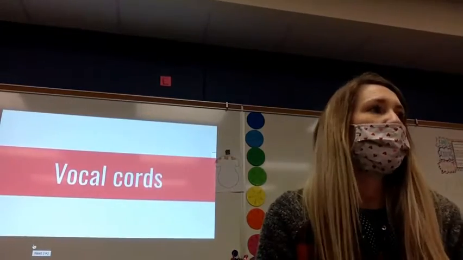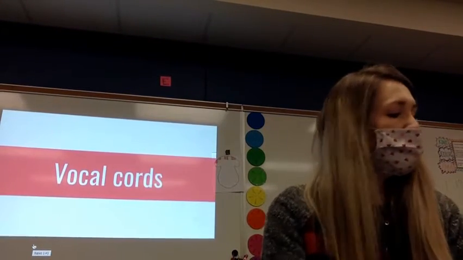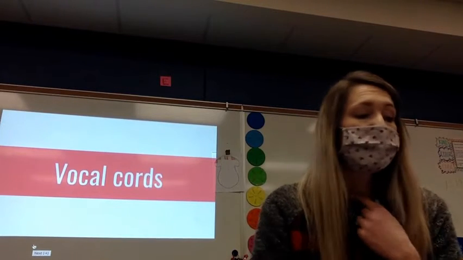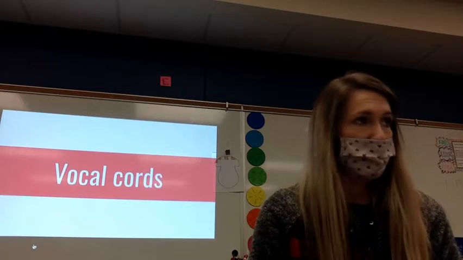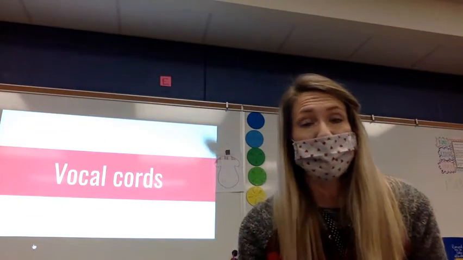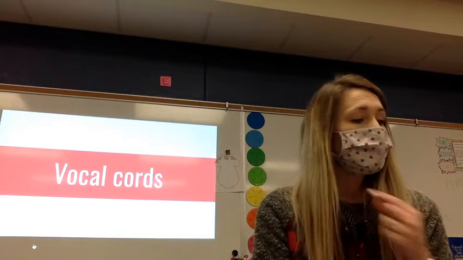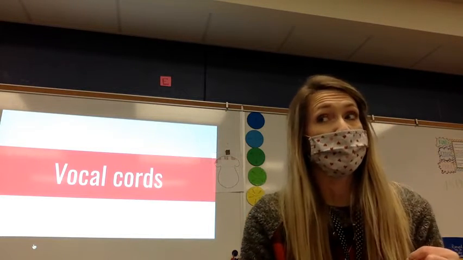Our first one is the word vocal cords. What is it? Vocal cords. Fabulous. This is going to be important to our reading today. Vocal cords are muscles that produce sound when air passes over them. So vocal cords are what type of a body part? Muscle. It's a muscle. Very good. And it produces sound when what passes over them? Air passes over them.